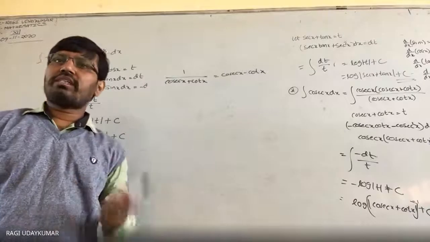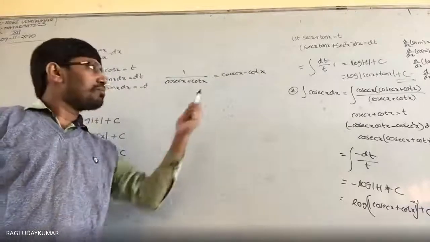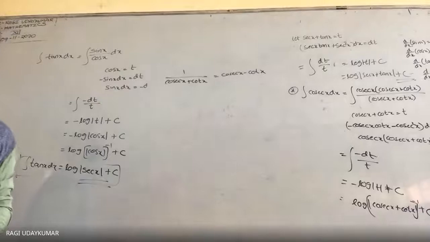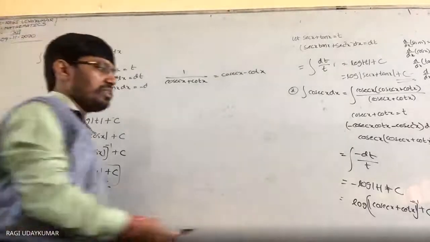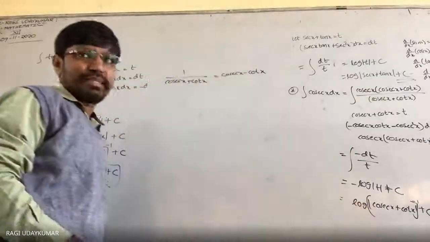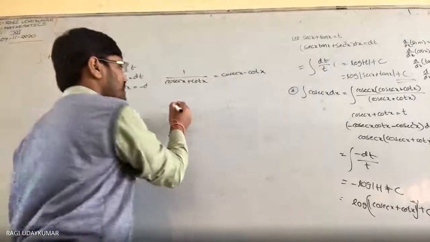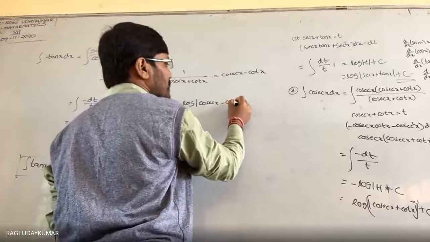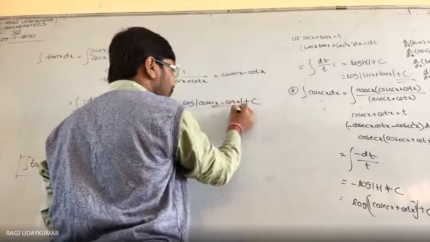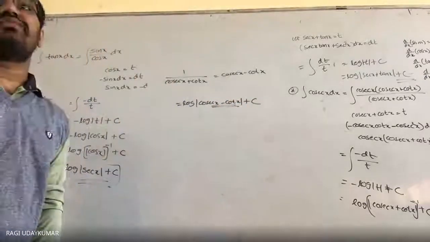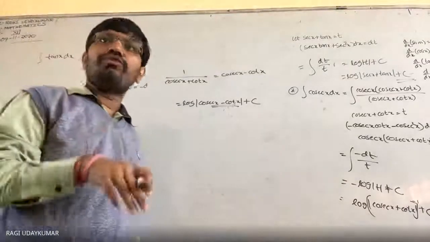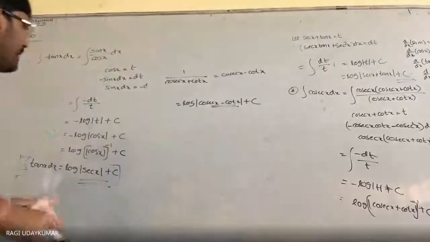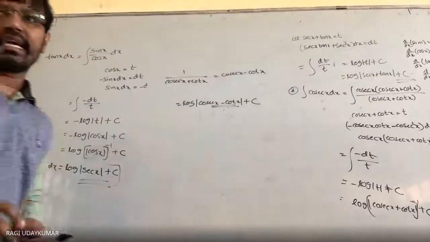All the identities you should know. Cosec square x minus cot square x is equal to 1. From that you get 1 by cosec x plus cot x is equal to cosec x minus cot x. So that can be written as logarithm of cosec x minus cot x plus c. As you have the minus, most of the students will think that while doing the proof, you will or will not remember it; the secant x one is easy.